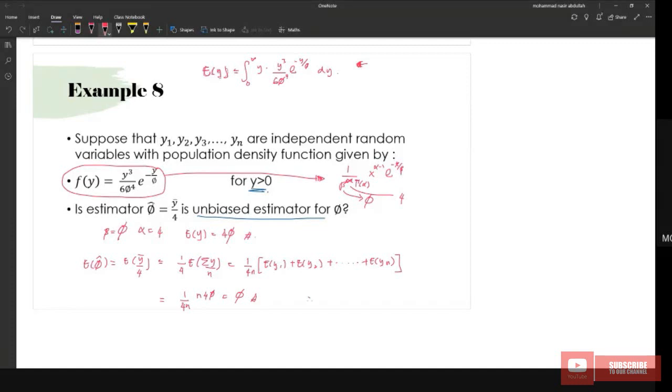So we can say that phi hat equal to y bar over 4 is an unbiased estimator for phi, right? This is how we do it to find unbiased estimator for phi, right? Any questions so far?